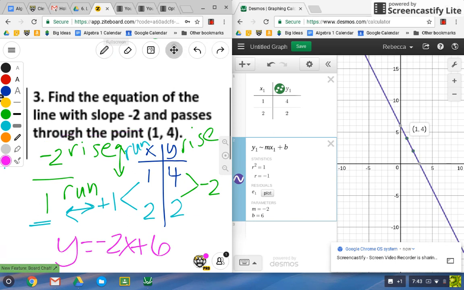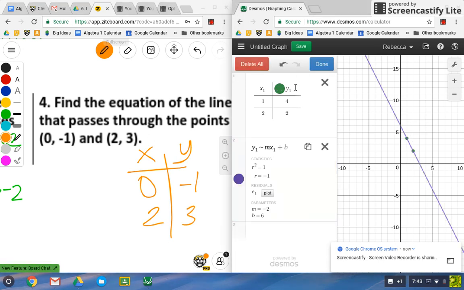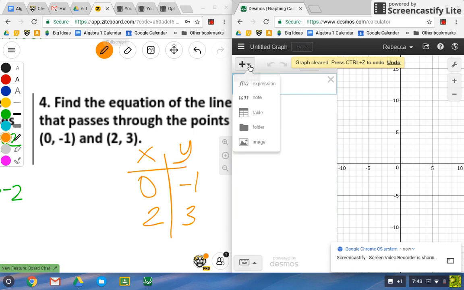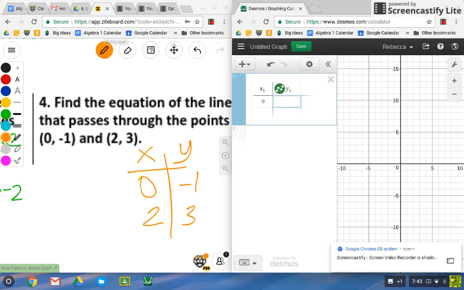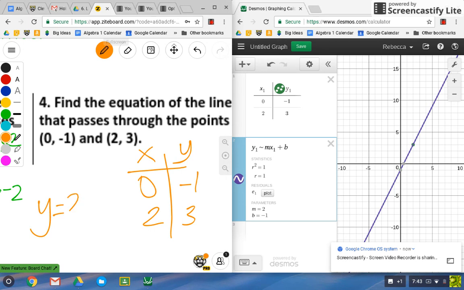Okay, so next up, what if they gave us 2 points? Well, like we said before, 2 points make a line. So my 2 points are 0, -1, and 2, 3. I'm just going to come over here to Desmos and plug them in. So plus sign, table, 0, -1, and 2, 3. Remember I put in my fancy thing: y1 is approximately mx1 plus b. And there we go. I got an m of 2 and a b of -1. So I'm just going to write that down: y equals 2x plus -1.